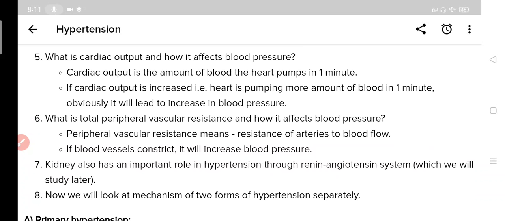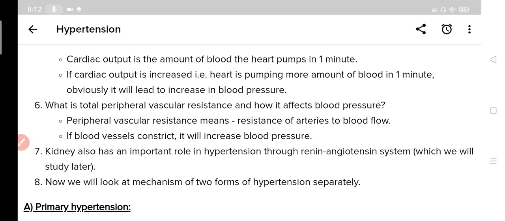Now we will come to the second point, total peripheral vascular resistance and how it affects blood pressure. Peripheral vascular resistance means resistance of arteries to blood flow. Again, if you take the example of a pipe, the water passing through it will feel some resistance due to the pipe. That is the case here: blood passes through arteries, and these arteries put some resistance on the flow of blood. That is called peripheral vascular resistance. If blood vessels constrict, it will increase blood pressure, because the same amount of blood will now have to pass through a smaller opening.